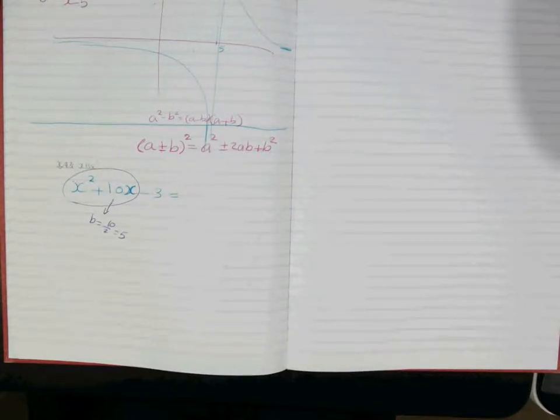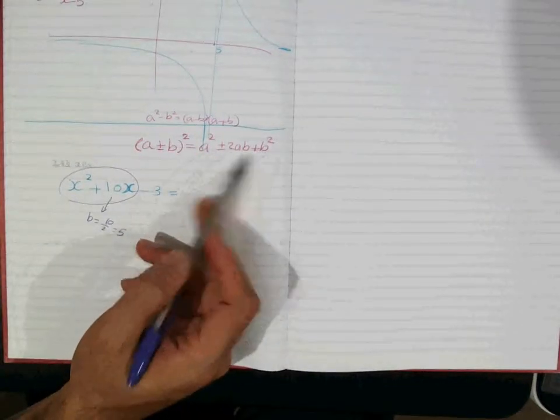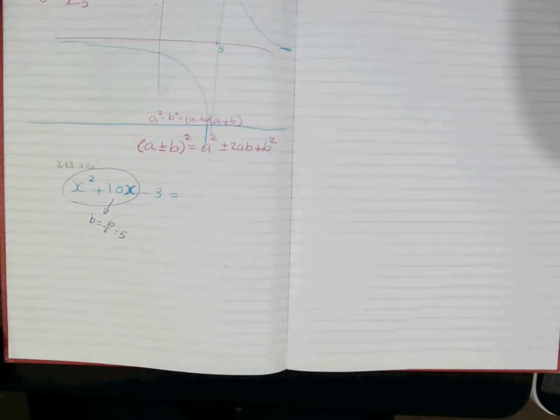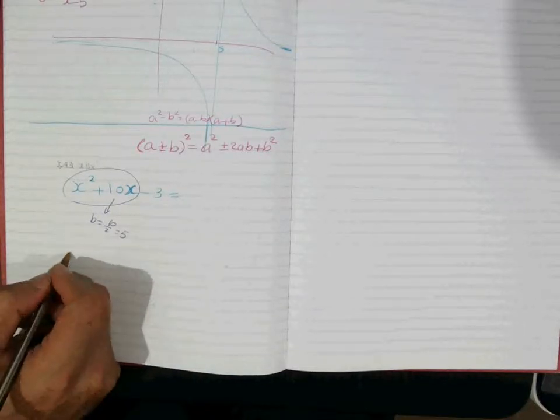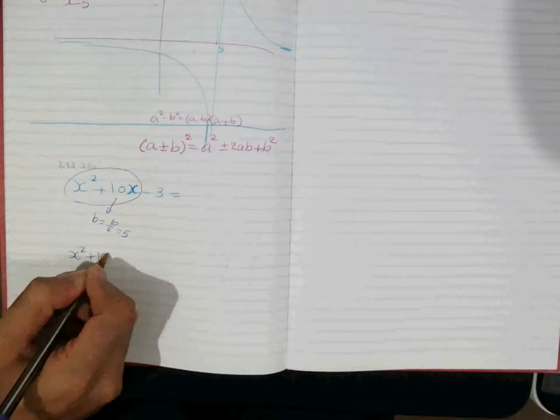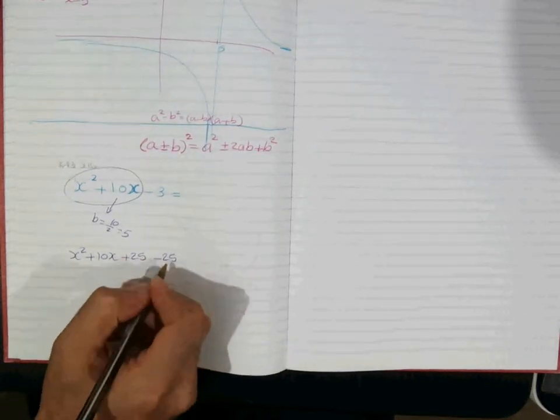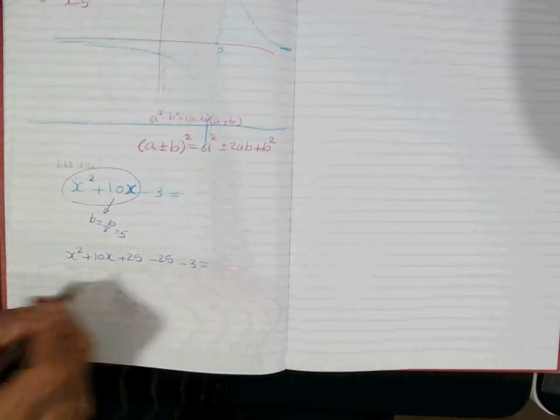Yeah, is that right? b is 10 divided by 2, which is 5. Now, if I want to make that happen, because that is a complete square, what do I need to add there? B squared, which is 25. So basically, x squared plus 10x plus 25 minus 25, because you're adding that and taking away as well, equals.